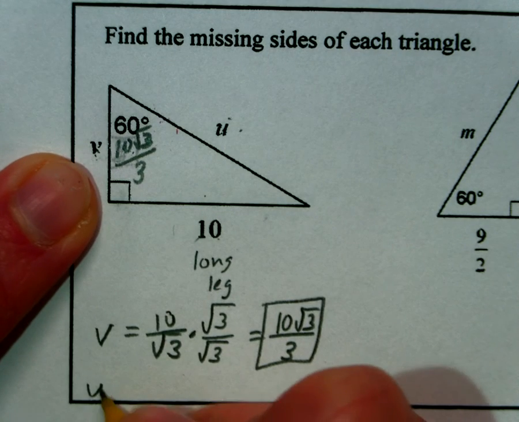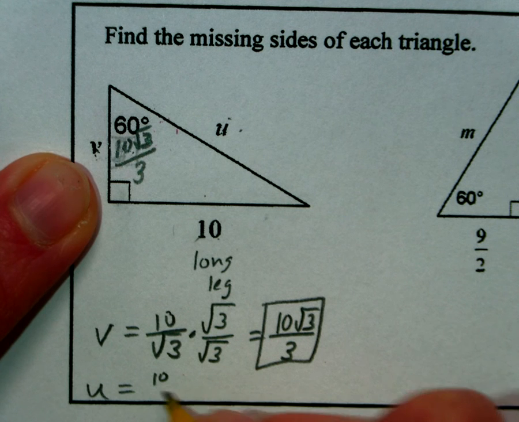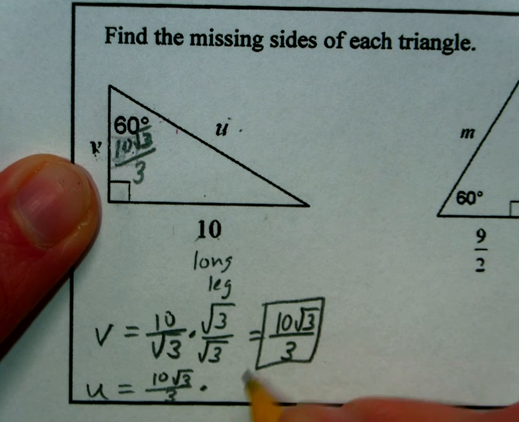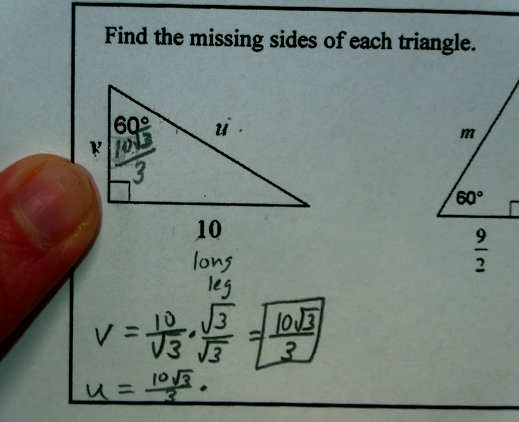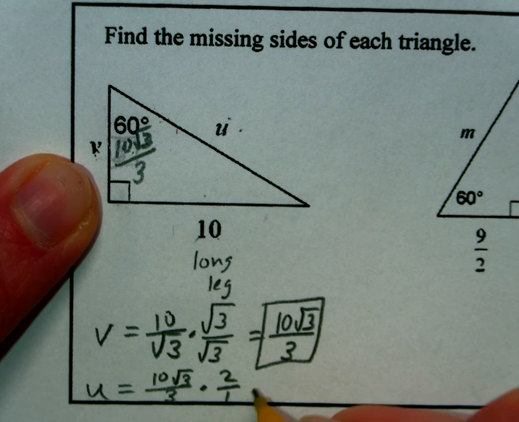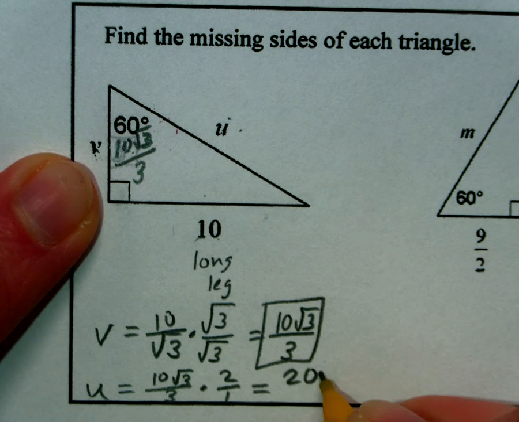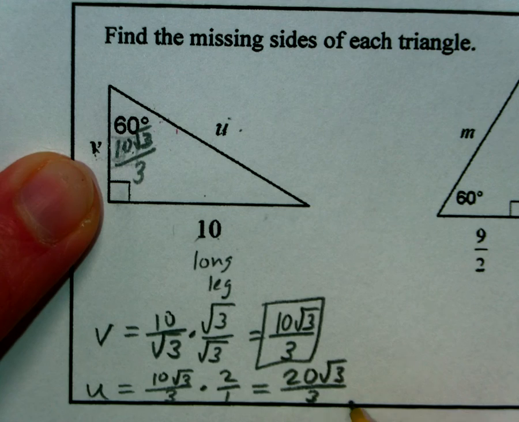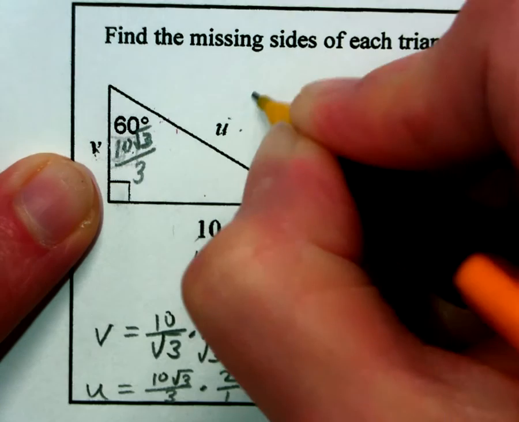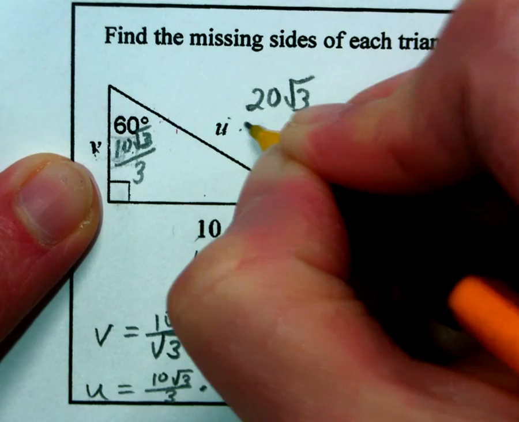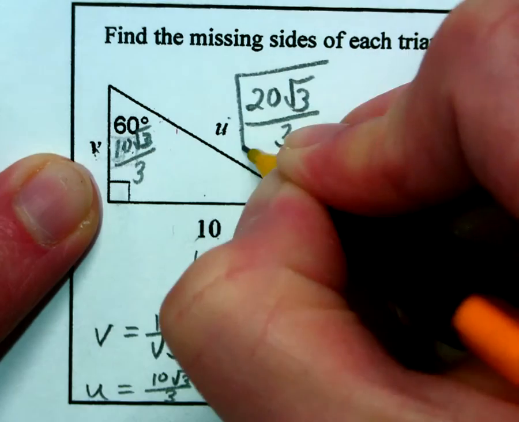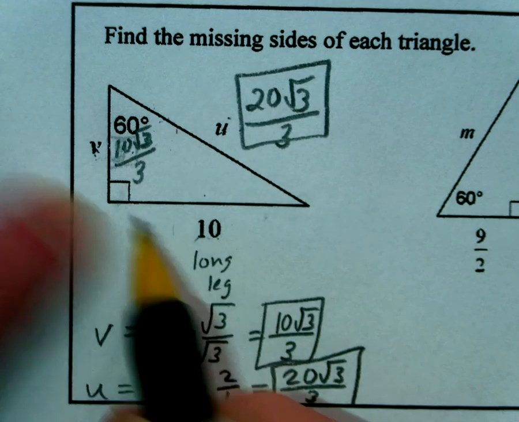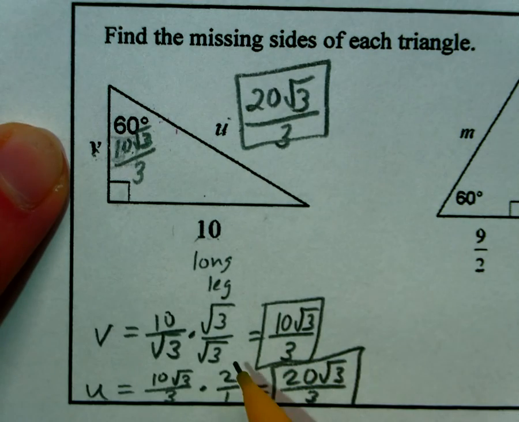So to get U, I would take 10 square root of 3 over 3 and multiply it by 2. And since I need it to be a fraction, I'm going to make it 2 over 1, which gives me 20 square root of 3 over 3. That is just a really weird number, but that's what you have to do. So if you're going from the long leg to the short leg, you divide by the square root of 3.